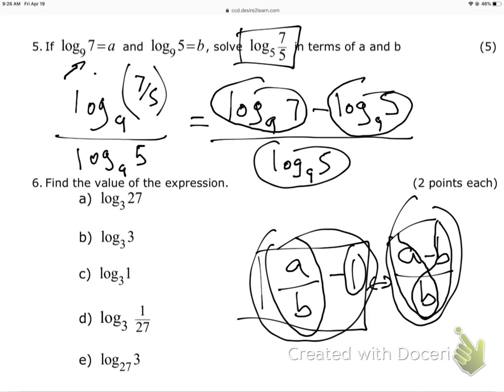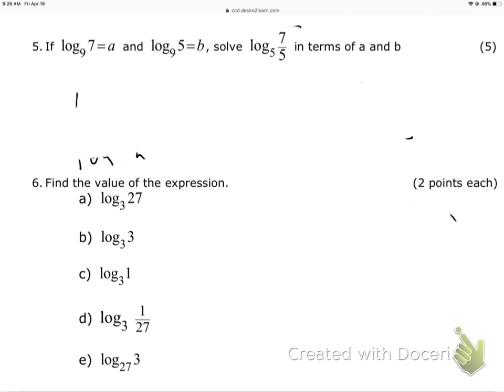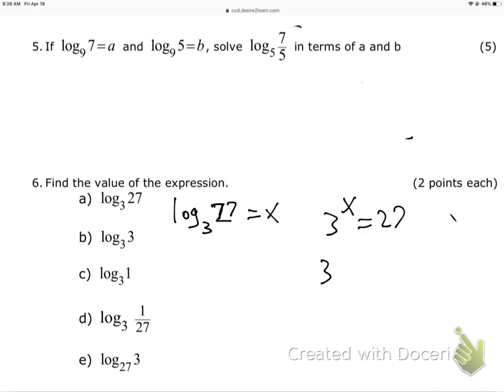Okay, last one on this particular slide. This is just converting these. We'll find the values. So let's take a look at this. Remember, log to base 3 of 27. Okay, I don't know what it is. This is this. 3 to the what equals 27? That is 3 to the 3. So x must be 3. Okay, x must be 3. 3 to the 3 equals 27.